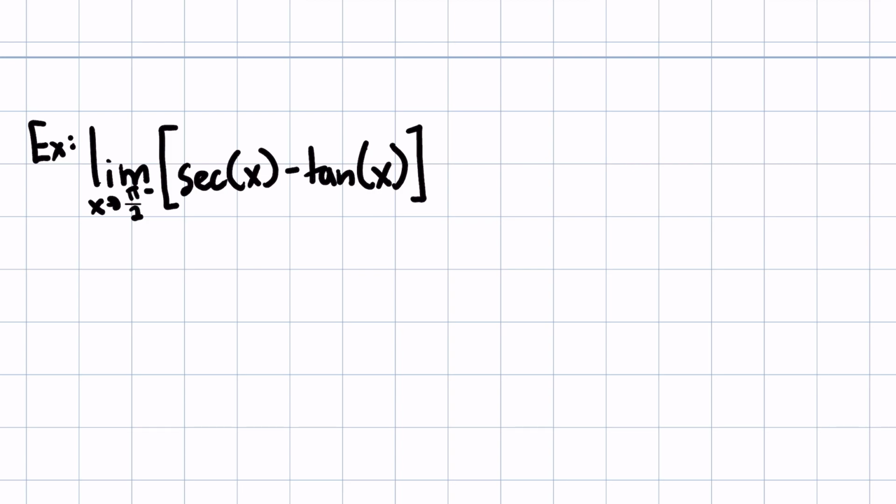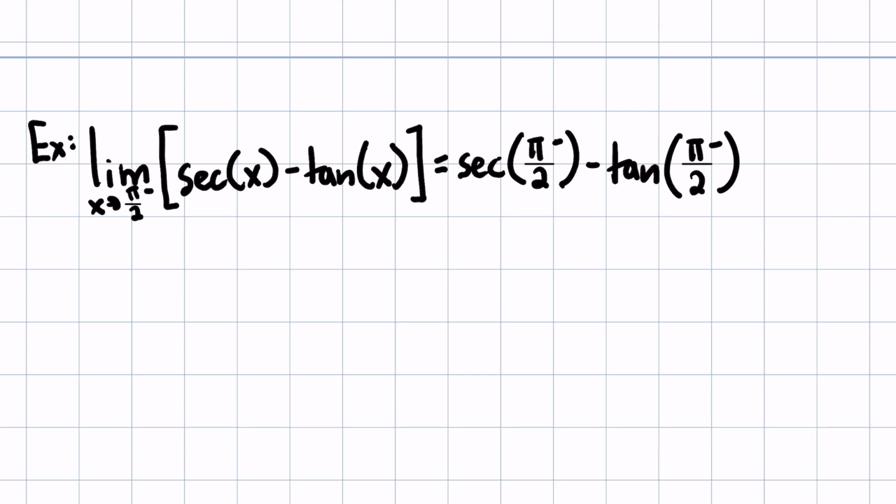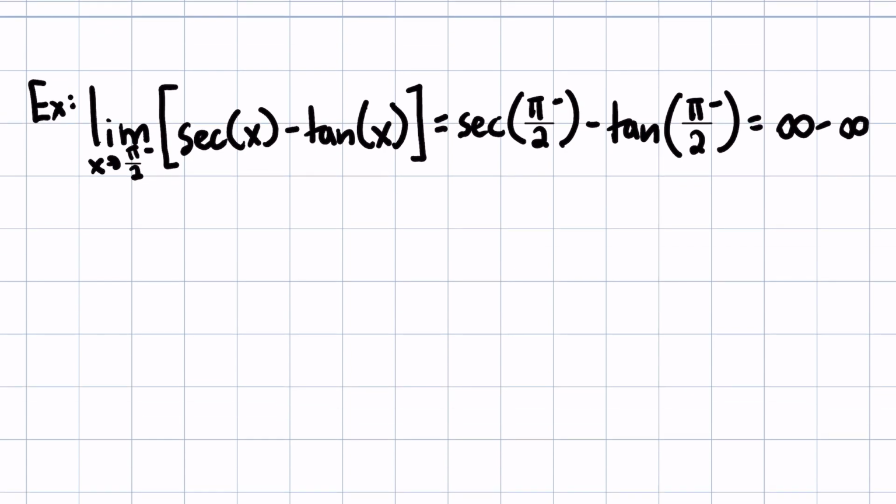Our first example is going to be the limit as x approaches pi over 2 from the left of secant minus tangent. If we plug in pi over 2 from the left here, secant of pi over 2 from the left minus tangent of pi over 2 from the left, what we're going to get is infinity minus infinity. So this is our indeterminate difference, and before we can L'Hopital this, we need to rearrange it.